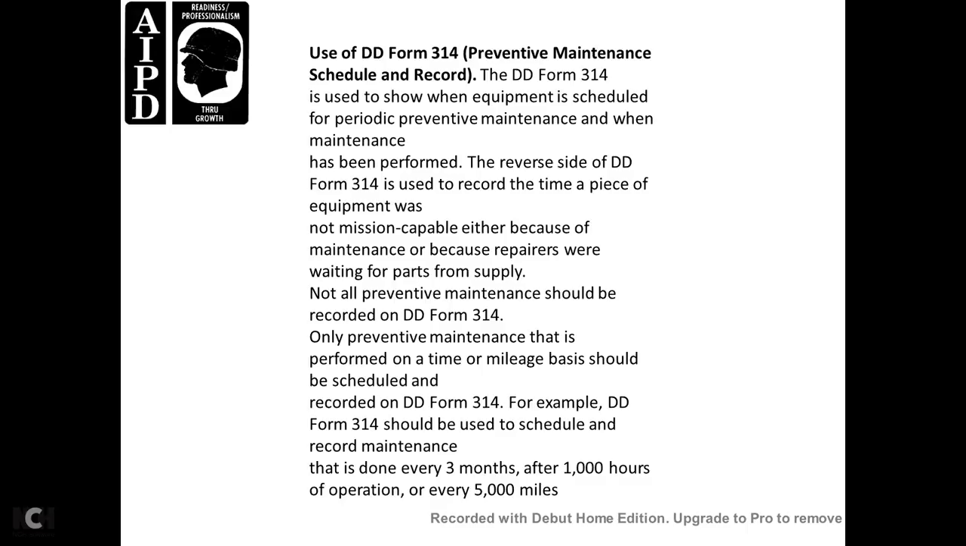Use the Department of Defense Form 314 Preventive Maintenance Schedule Record. As shown, the equipment is scheduled for periodic preventive maintenance, and when the maintenance has been performed, the reverse side of the Department of Defense Form 314 is used to record the time the piece of equipment is not mission capable, either because of the maintenance or because of repairs waiting for parts from supply. All preventive maintenance should be recorded on the Form 314. Preventive maintenance performed on a time and mileage basis should be scheduled and recorded on the Form 314. For example, it should be used to schedule and record maintenance that is done every 3 months, after 1,000 hours of operation, or every 5,000 miles.